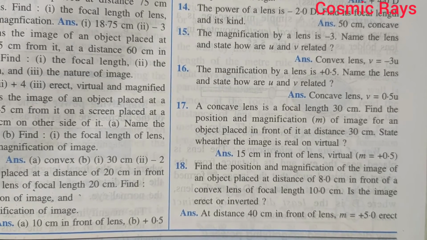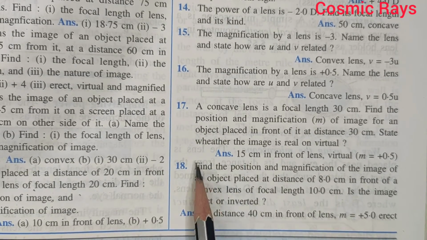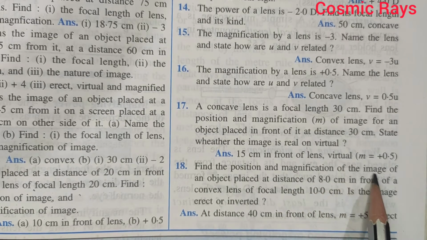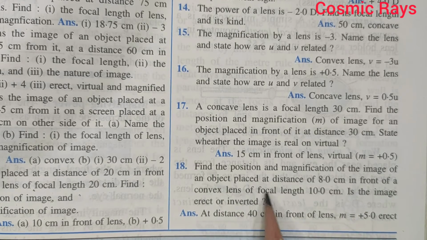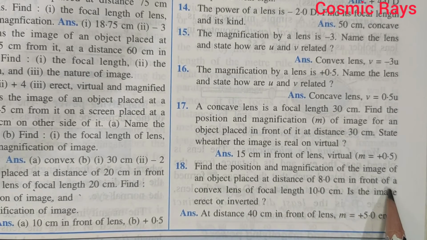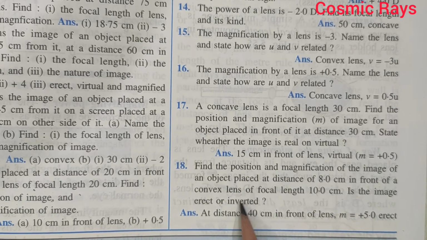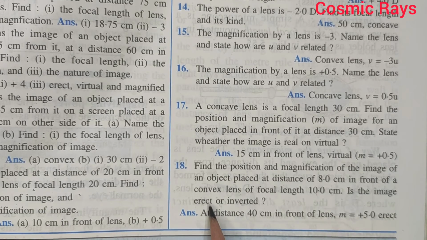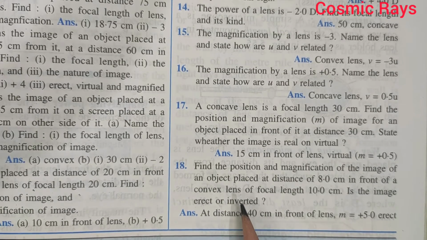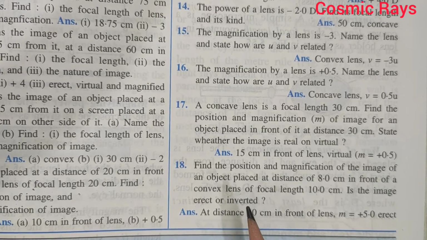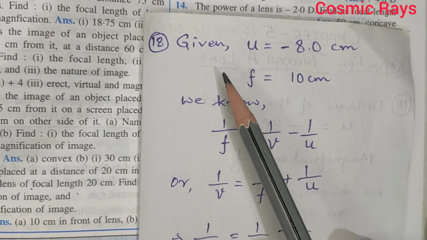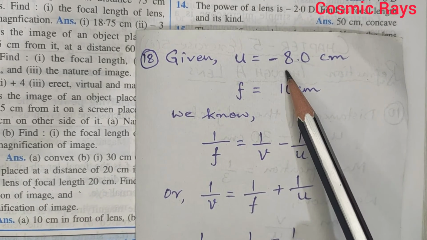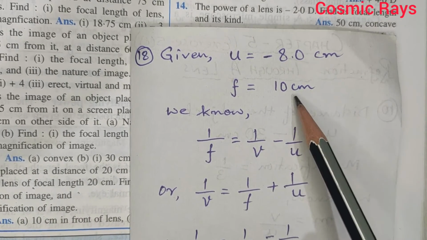Let's take up the last question. It says find the position and magnification of the image of an object placed at a distance of 8 cm in front of a convex lens of focal length 10 cm. Is the image erect or inverted? Erect means virtual, so we have virtual and erect, and real and inverted. So if we know whether it's a real image or virtual image, then we know whether it's erect or inverted. So the given things are U is equal to minus 8 centimeter, focal length is 10 centimeter.